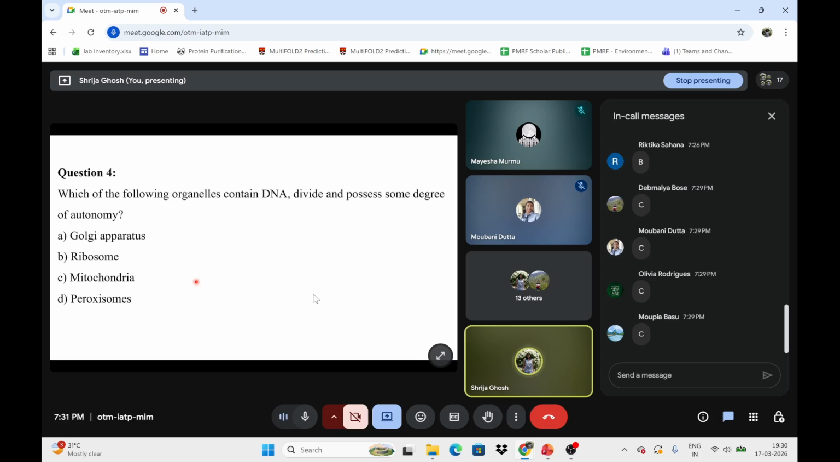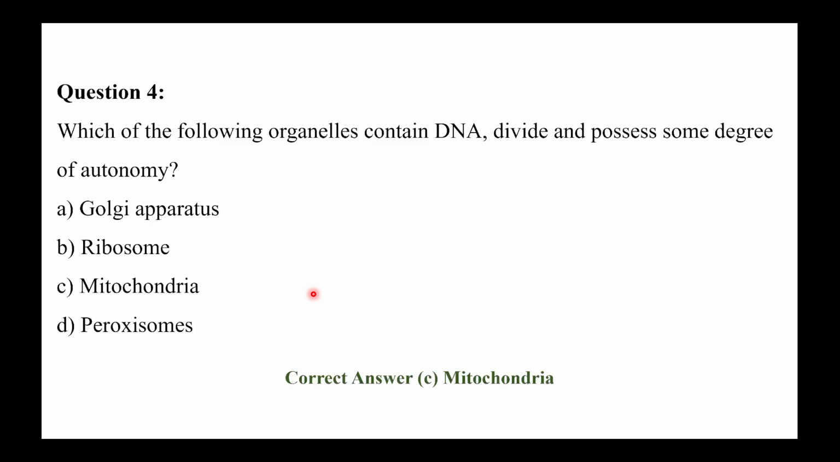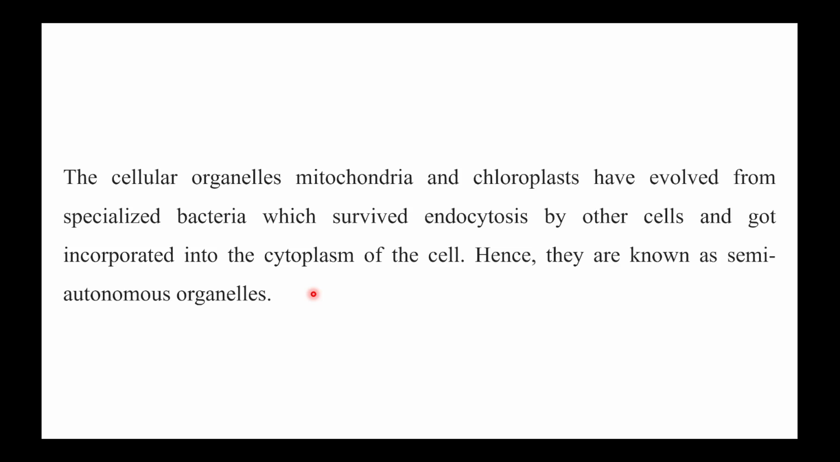Okay, let's see the correct answer. So 4 of you are saying option C, mitochondria. That is the correct answer. So mitochondria and in plants chloroplast, these two have evolved from the specialized bacteria which have survived endocytosis by other cells and got incorporated into the cytoplasm of the cell. Hence they are known as semi-autonomous organelles.